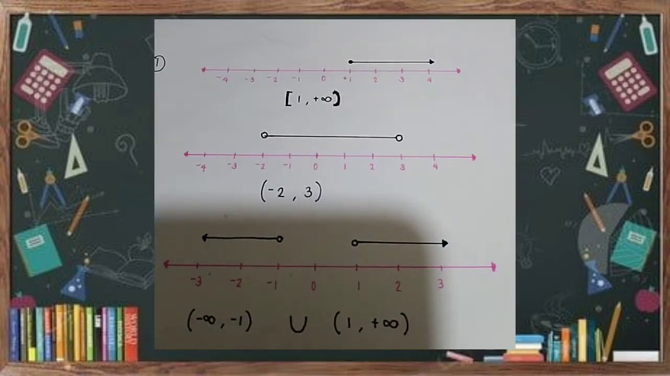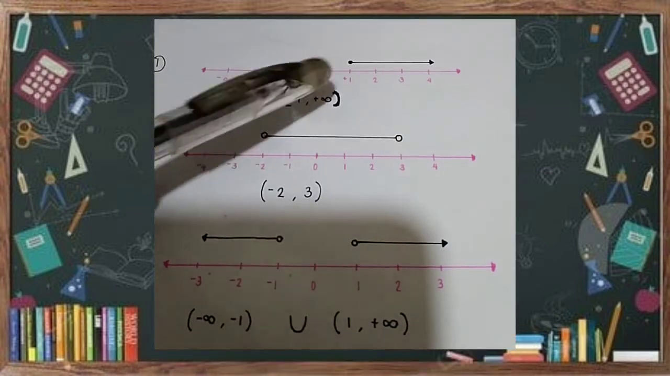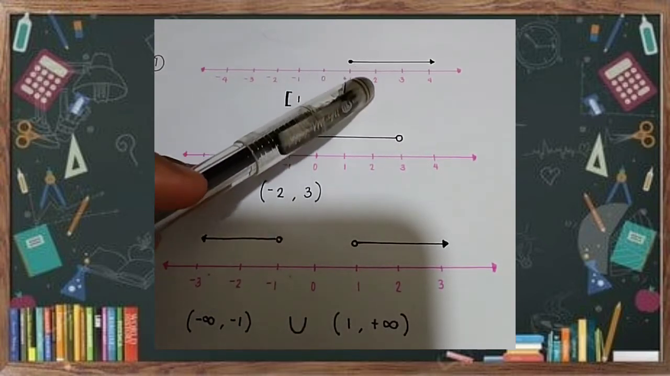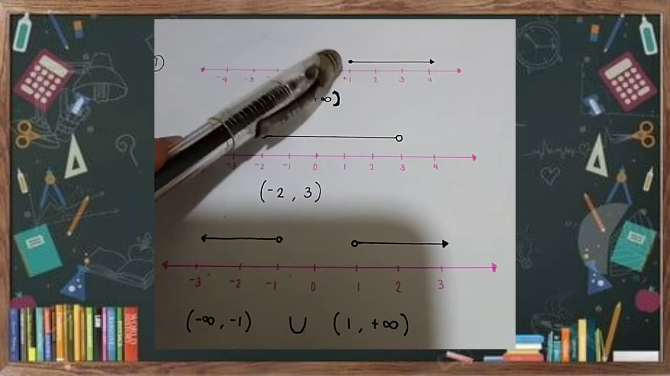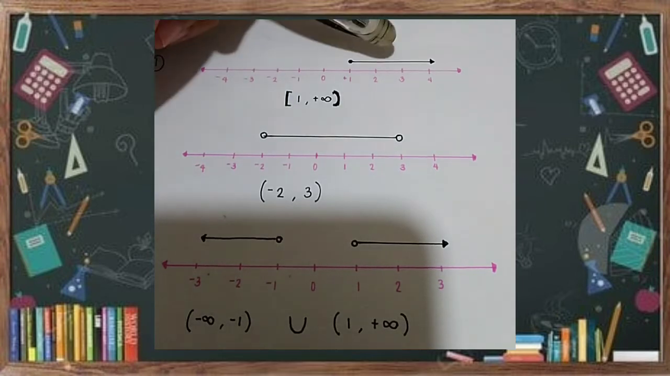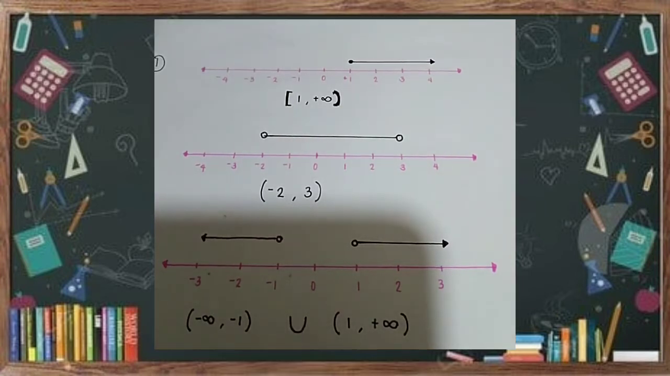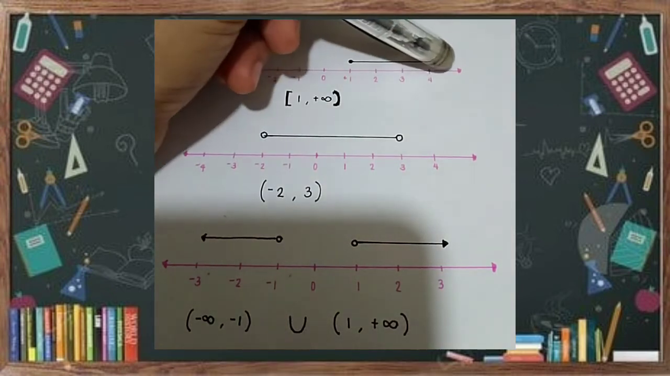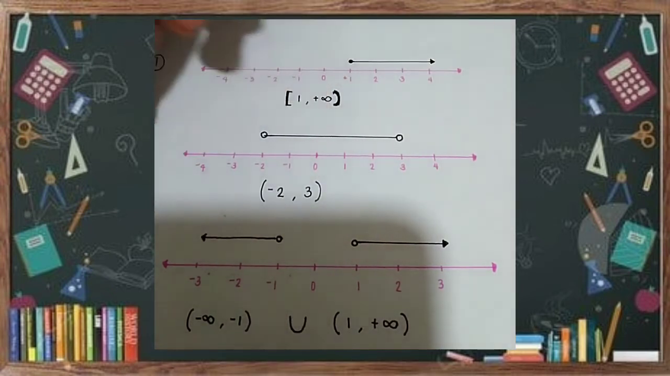Okay, so let's have an example kung saan yung mayroon tayong graph dito na nakatapat sa positive 1 and it is shaded. Then, may arrow to the positive infinity. Yan. Ang ibig sabihin ng arrow na yan ay walang katapusan. So, extending. So, kaya positive infinity.